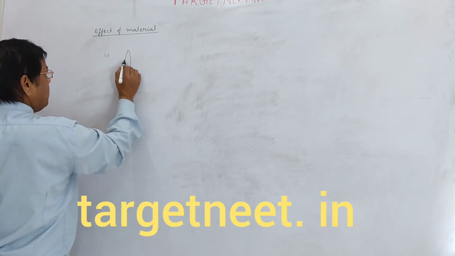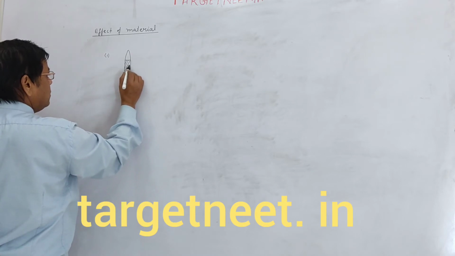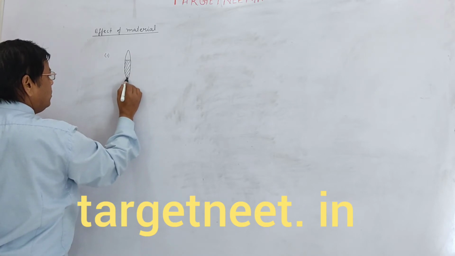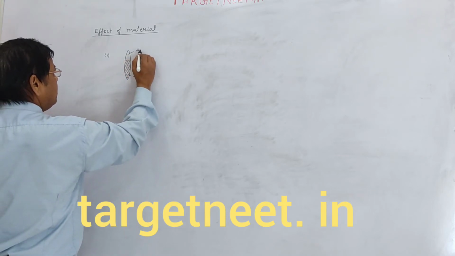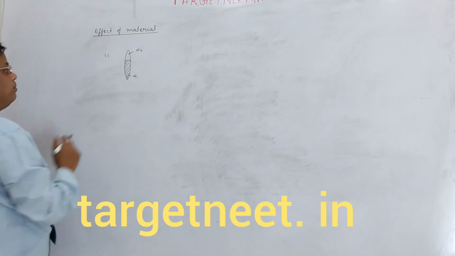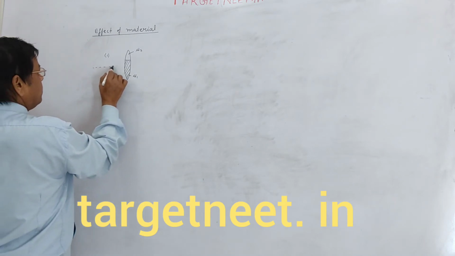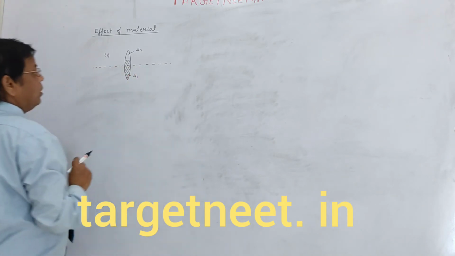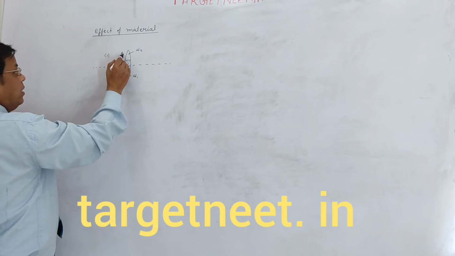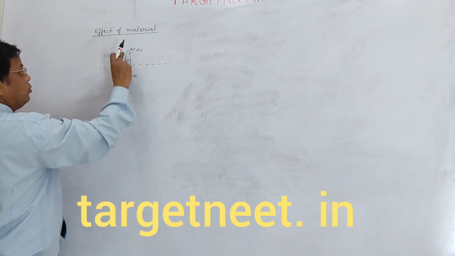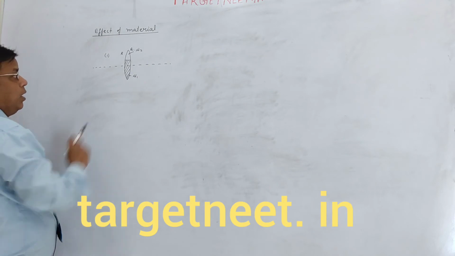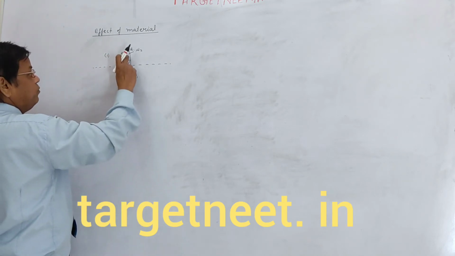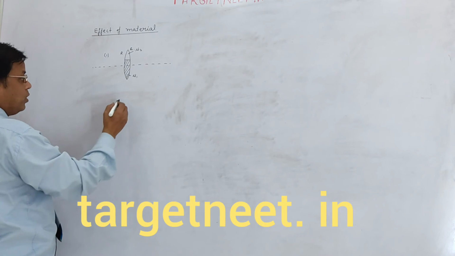in which this much part has a different material whose refractive index is mu1, and this part has a different material whose refractive index is mu2. So radius r1, radius r2, suppose I take both radii equal. So the upper part has a different focal length, the lower part has a different focal length.